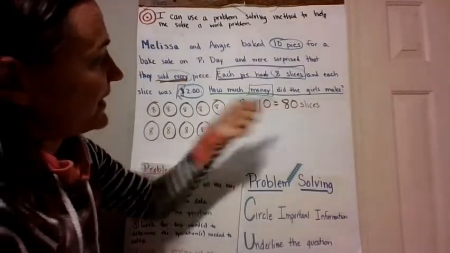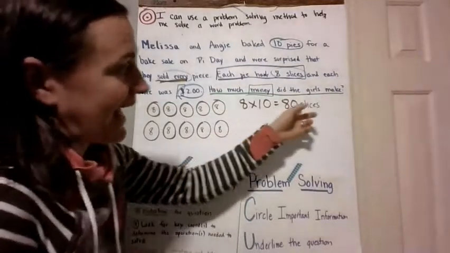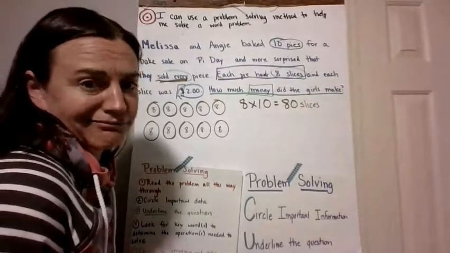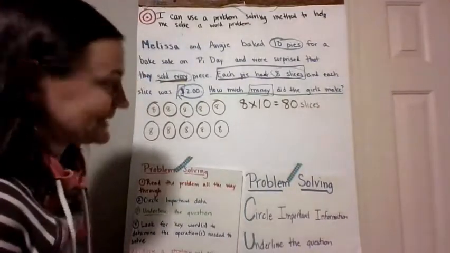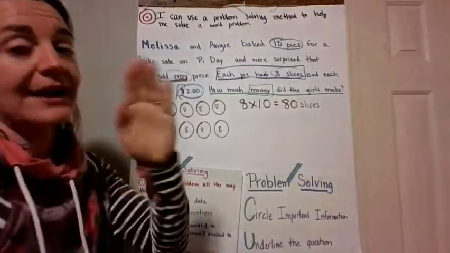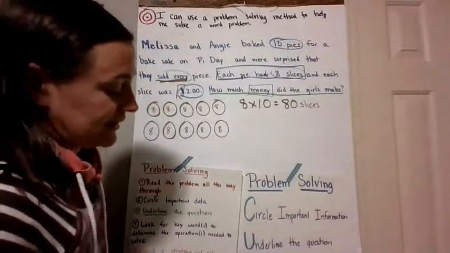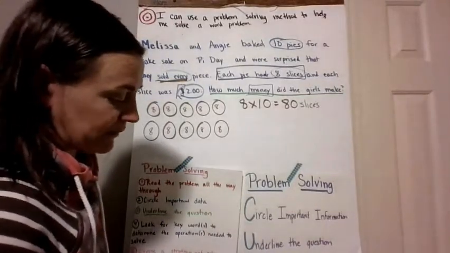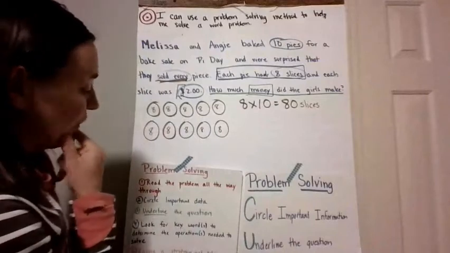Now, if I stop here and I think about the question, how much money did the girls make? And I have an answer of 80 slices. Did I really answer the question? Well, no, that doesn't make sense. Slices and money are not the same thing. So now I need to take a second step and figure out, okay, now I know how many slices were made. Now I got to figure out how much money they were sold for.